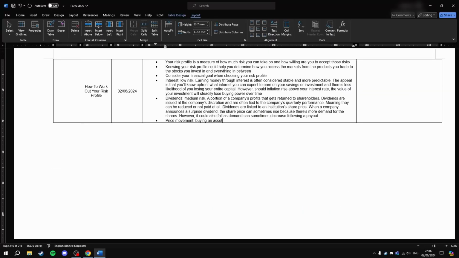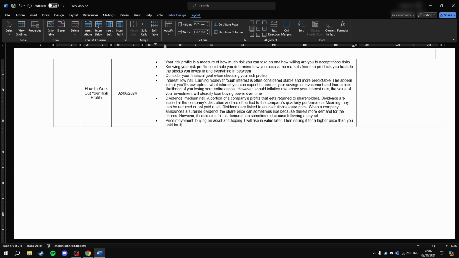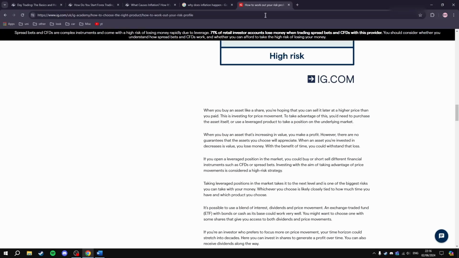Buying an asset and hoping it will rise in value later, then selling it for a higher price than you paid for it. This is investing for price movement. To take advantage of this, you need to purchase the asset itself or use a leveraged product to take a position on the underlying markets.